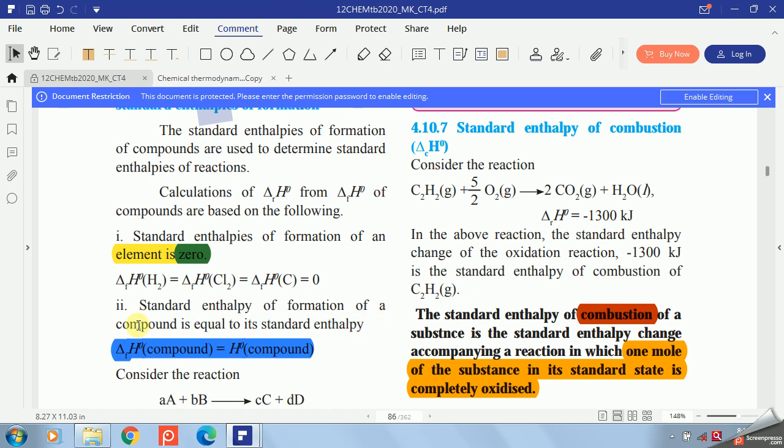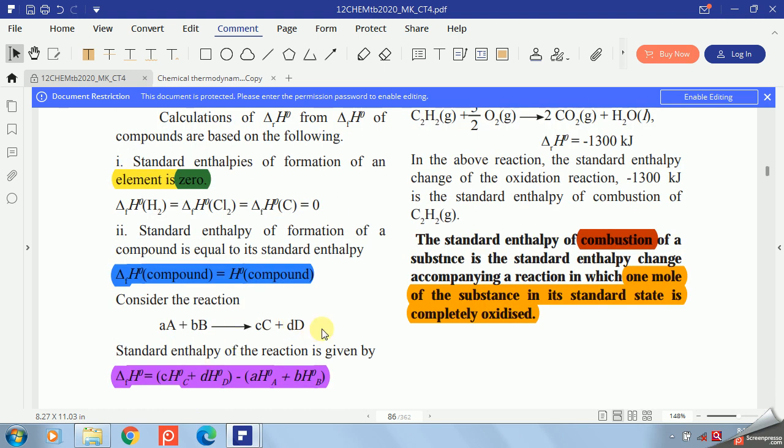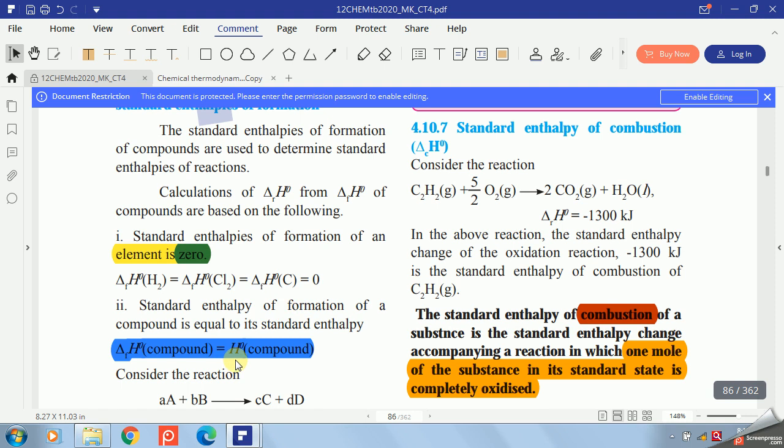Standard enthalpy of formation of a compound is equal to its standard enthalpy. So for a moles of A plus b moles of B gives c moles of C plus d moles of D, the standard enthalpy of reaction is given by the standard enthalpies of formation: c into standard enthalpy of C plus d into standard enthalpy of D, minus a into standard enthalpy of A plus b into standard enthalpy of B.